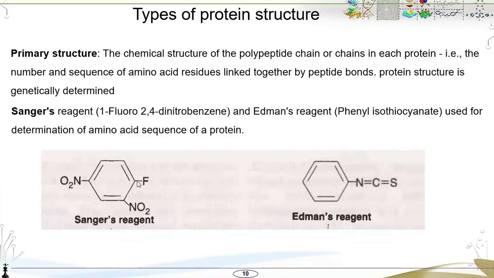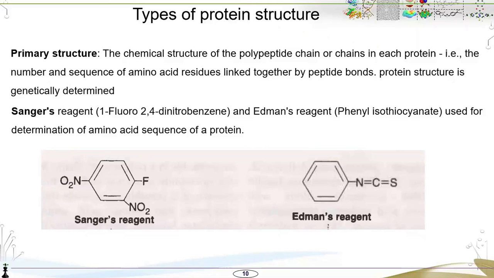Sanger's reagent: you can see 1-fluoro, 2,4-dinitro. There are two nitro groups on this benzene. So 1-fluoro-2,4-dinitrobenzene is the chemical name; the official reagent name is Sanger's reagent. Insulin protein can be determined by Sanger's reagent. Insulin protein has 51 amino acids. You can note this down. It's very important for GPAT.